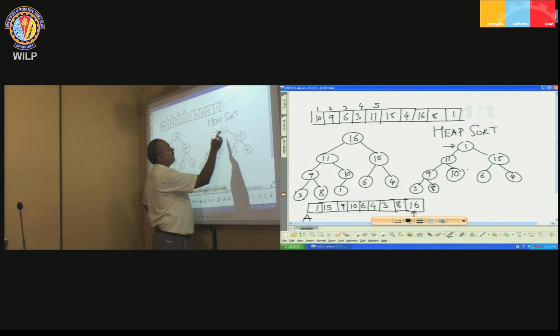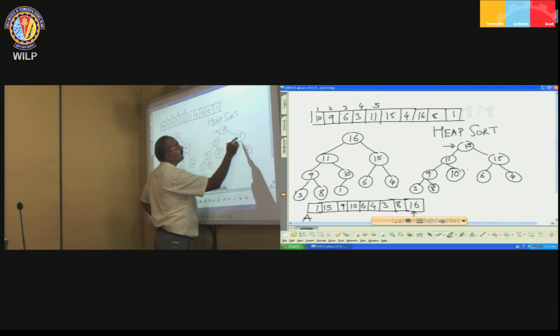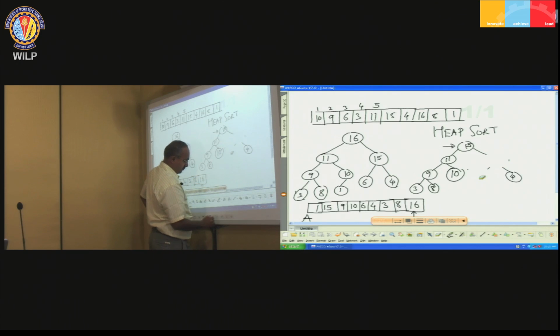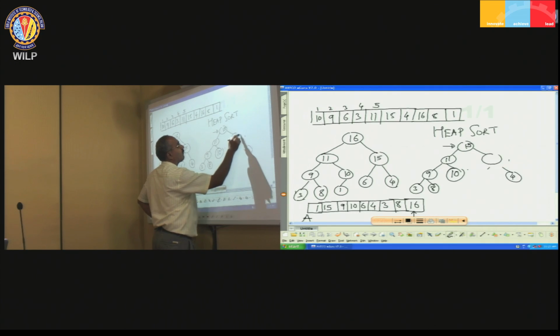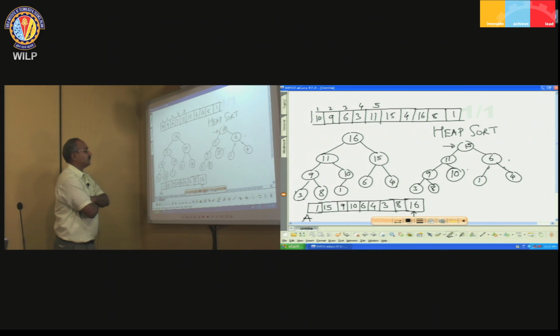If I look at 1, which is less than both 11 and 15, the max I will send here, the 1 will go here, and again it is not satisfied. So, 6 will go here. So, this will be 15, this will be 6, and this will be 1. So, this precisely again is now a heap.